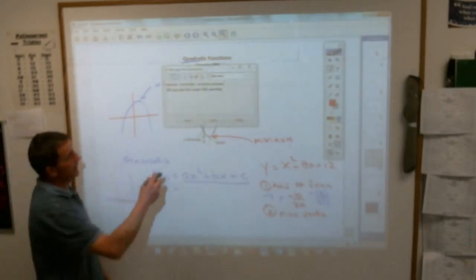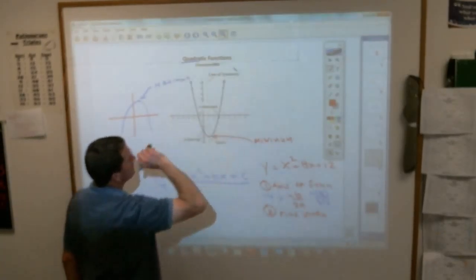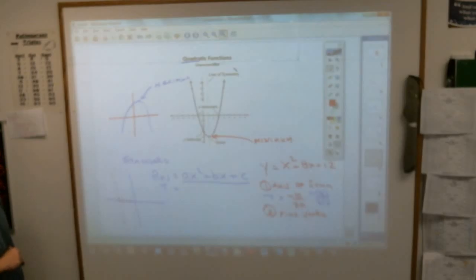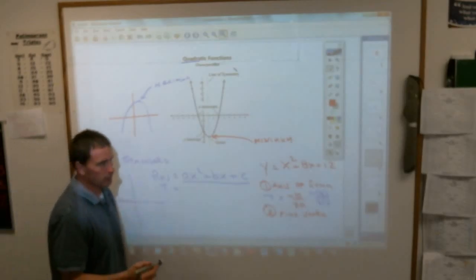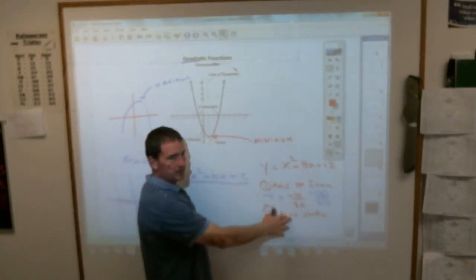How do I find the vertex? Uh-oh. Never good when the secretary asks you if you use the copy machine. How do you find the vertex?